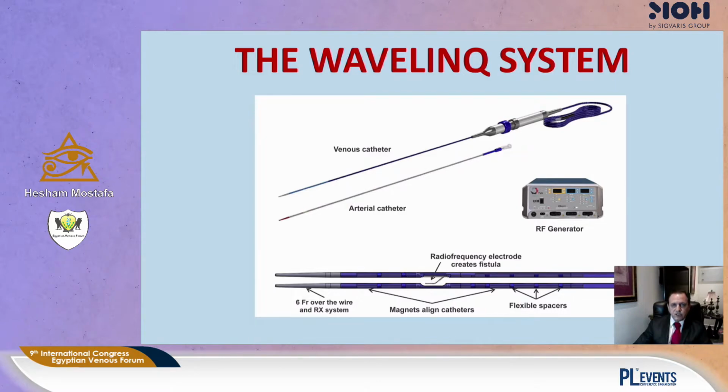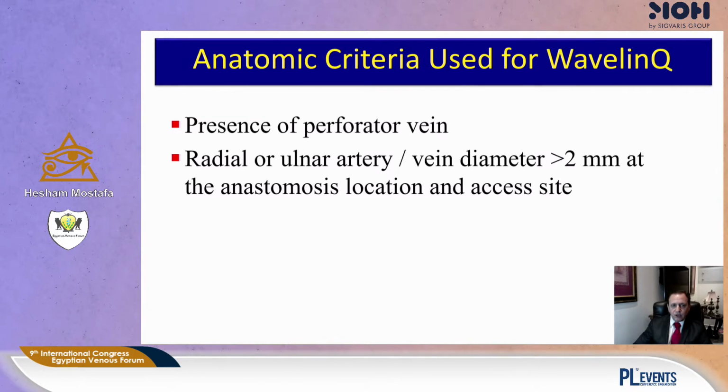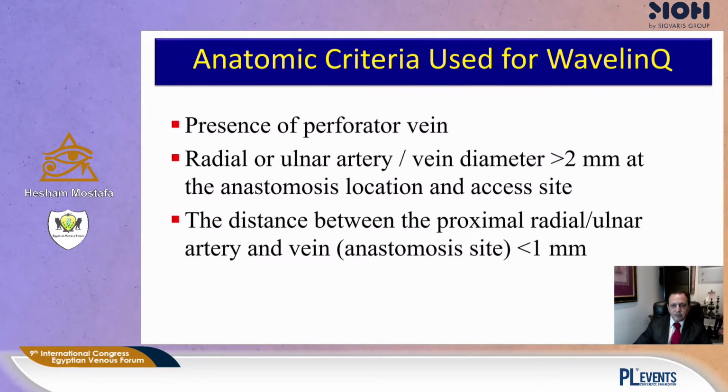So let's start first with the WavelinQ system. It requires specific anatomical criteria. Again, it requires an intact perforator vein, which is the most important part, and radial or ulnar artery and vein diameter more than 2 mm at the anastomosis location and access site. The distance between the proximal radial or ulnar artery and vein at the anastomosis site should be less than 1 millimeter to prevent any extravasation or aneurysmal formation. And you can go in either parallel or anti-parallel directions.